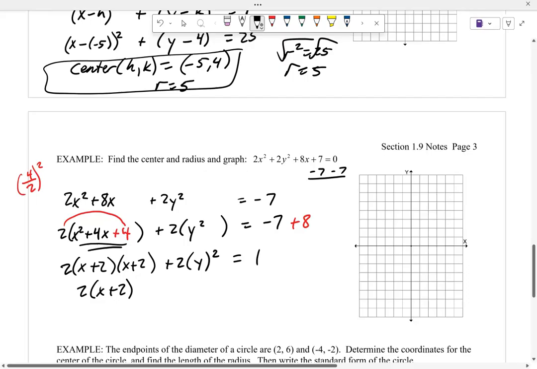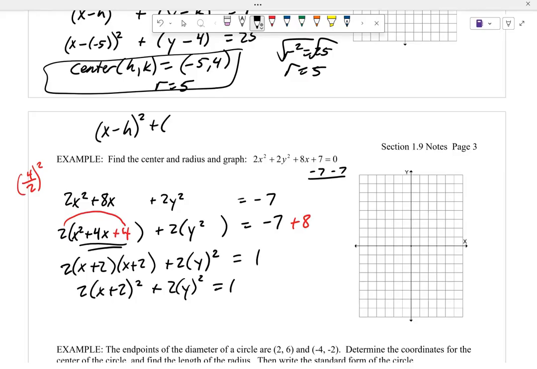2 times x plus 2 squared plus 2 times y squared equals 1. Now remember, we want it in this form: x minus h squared plus y minus k squared equals r squared. So I don't want those 2s in front of my perfect squares. So let me divide this whole side by 2, which is each of those terms. And then I have it, x plus 2 squared plus y squared equals 1/2.